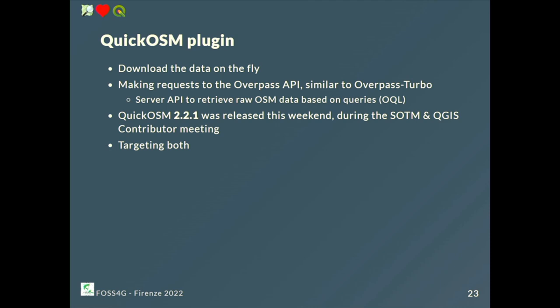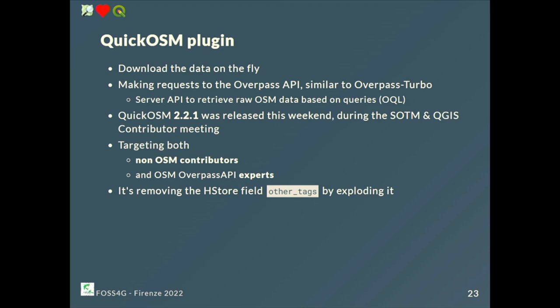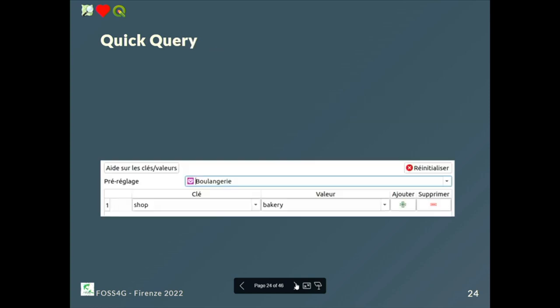So QuickOSM is targeting a few kinds of users. It can be non-OSM contributors, and also some OSM Overpass API experts who know how to write queries. And it's doing some magic for you in the background, like removing the HTOR tags automatically. But it's using an API, so you have a limited amount of data that you can download in a single request. So let's make an overview.